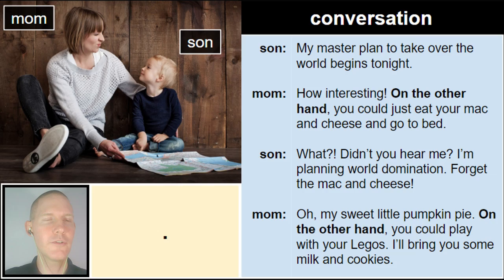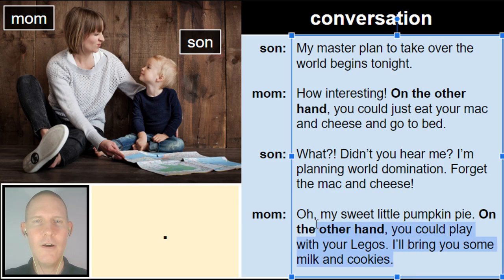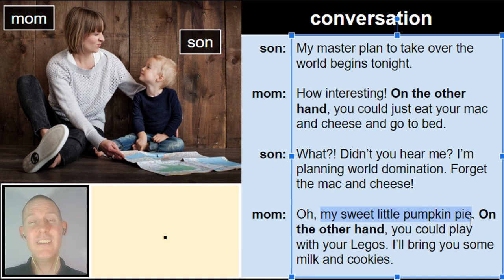Let's take a look at the conversation. Let's see. Oh, my sweet little pumpkin pie. So she wasn't going to bring him pumpkin pie. It was her term of endearment. It's like her nickname for him, that she really loves him and he's a sweet little pumpkin pie. But they're not going to eat pumpkin pie. So I'll bring you some milk and cookies.